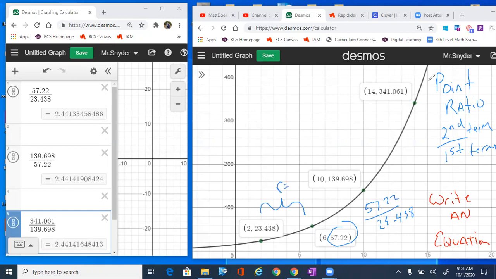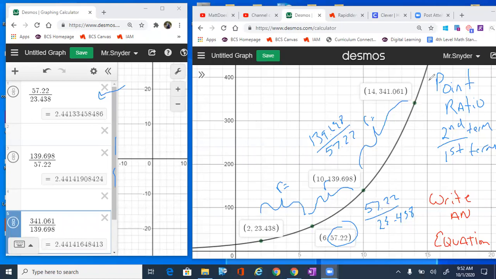We can continue to do that: 139.698 divided by 57.22 will also give us our rate for that gap. That same pattern will remain for the third gap. Over here on the left side of the screen, I've already typed it in, and you'll notice that the ratio comes out to be 2.44 for each one of those calculations.